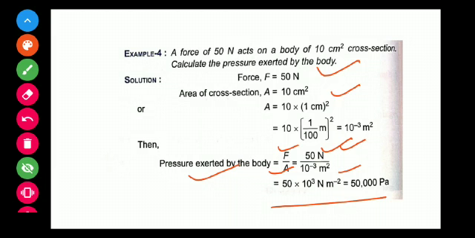So, this is your topic, pressure, and we solved some numerical problems.